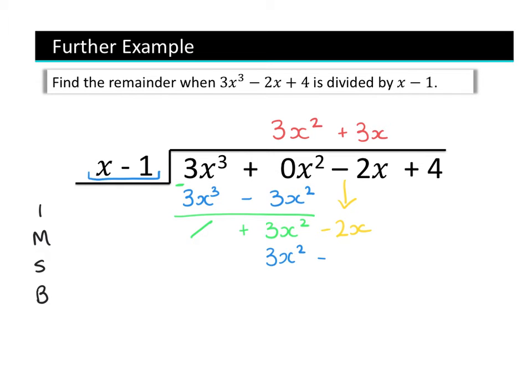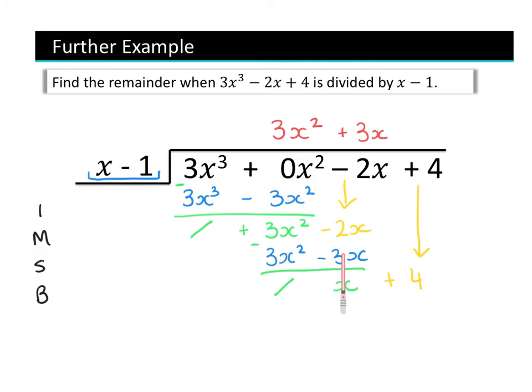3x times minus 1 is minus 3x. Now I'm going to subtract. Again, you know you're right if this first term cancels. Minus 2x minus 3x is minus 2 plus 3, which is just x. Then after we've subtracted, what do we do? We bring down plus 4. Back to the beginning, into.